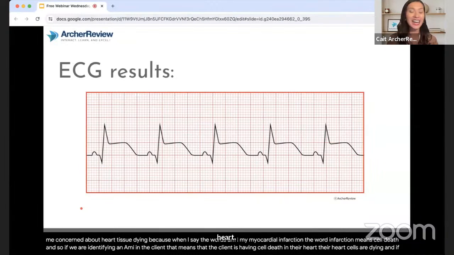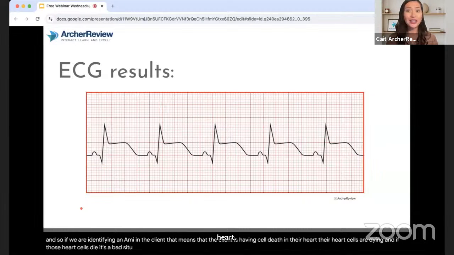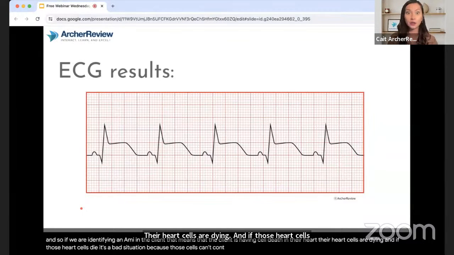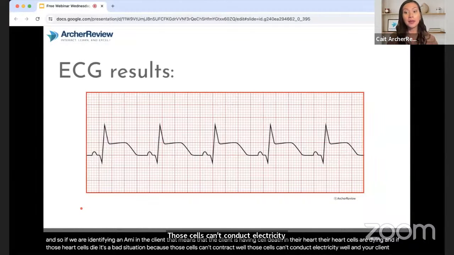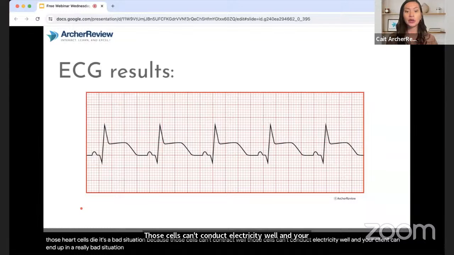And if those heart cells die, it's a bad situation because those cells can't contract well. Those cells can't conduct electricity well. And your client can end up in a really bad situation really, really fast.